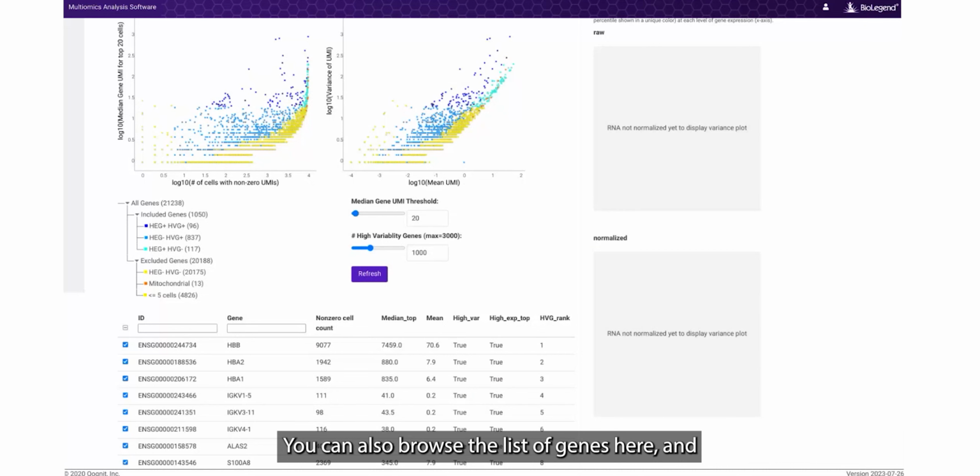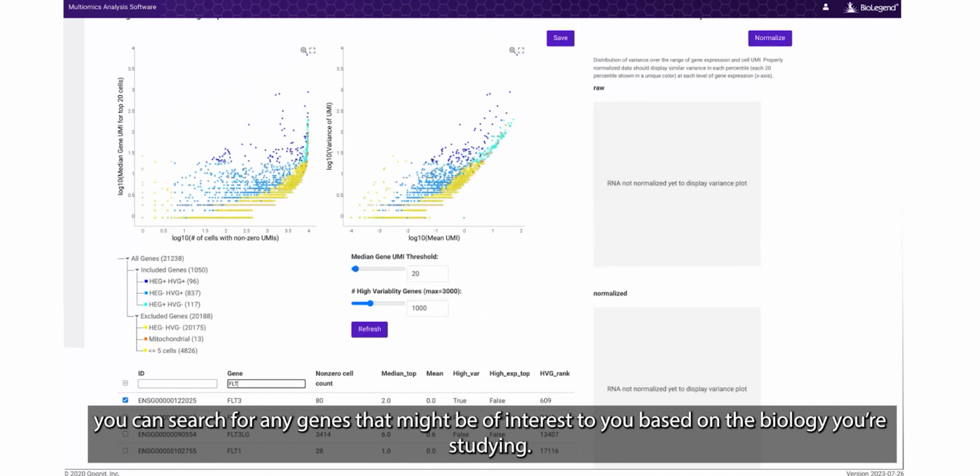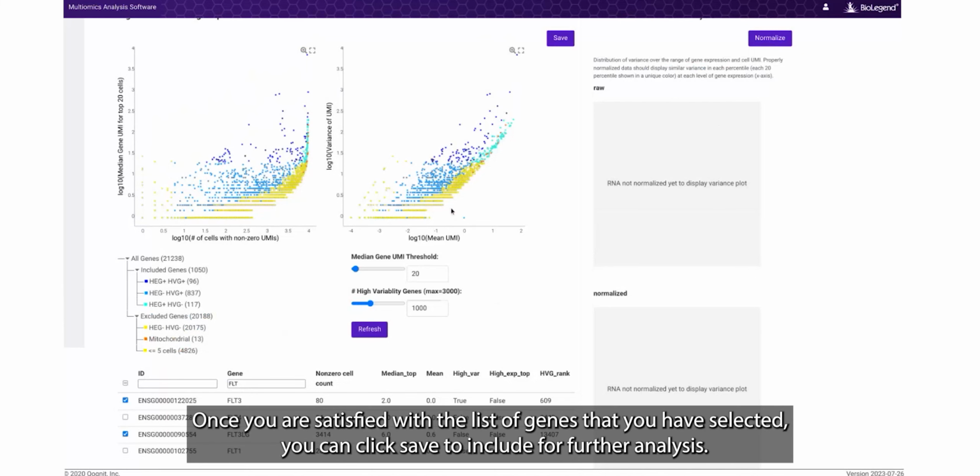You can also browse the list of genes here, and you can search for any genes that might be of interest to you based on the biology that you're studying and understand if any of those genes are not selected, and if you want to manually include them in further analysis, you can do so by simply clicking here. Once you're satisfied with the list of genes that you have selected, you can click Save to include for further analysis.